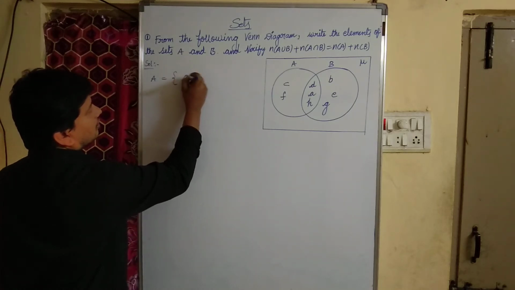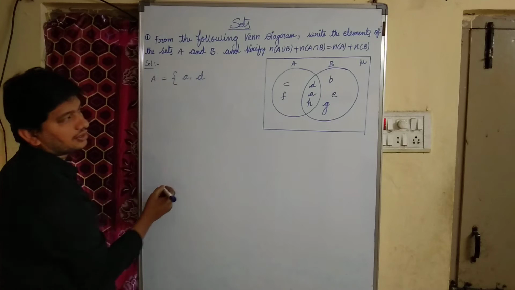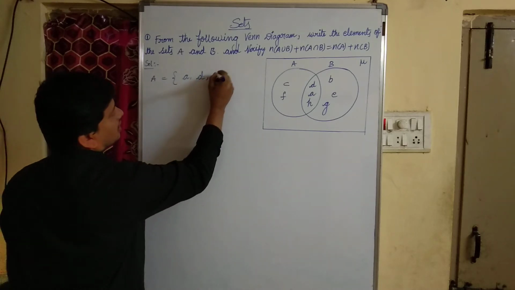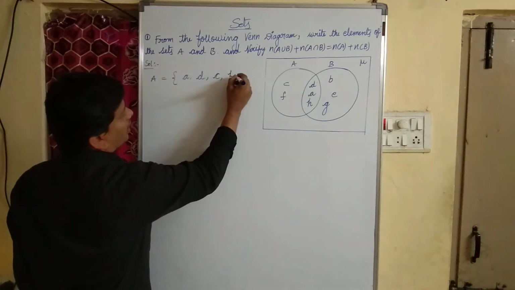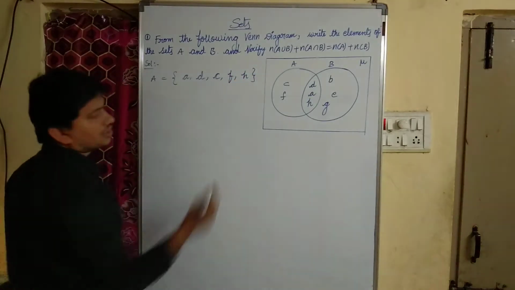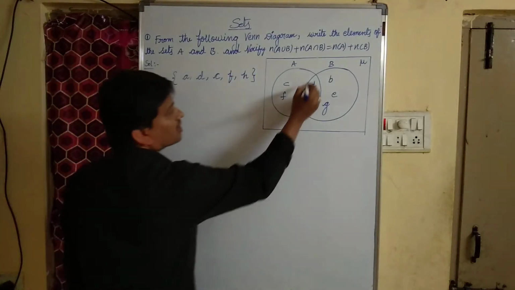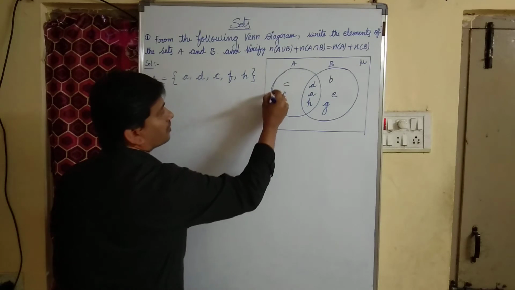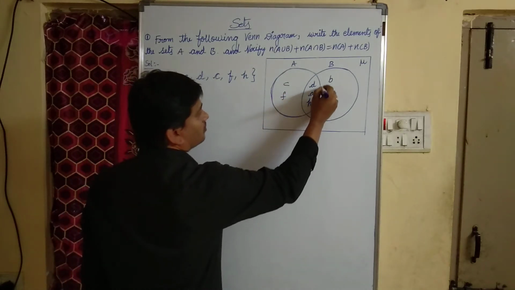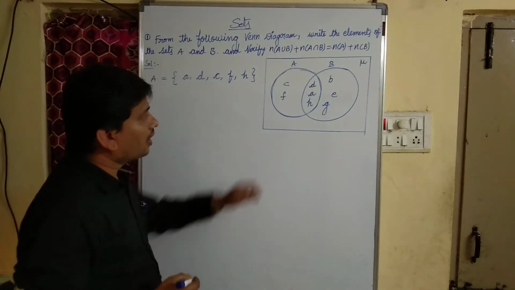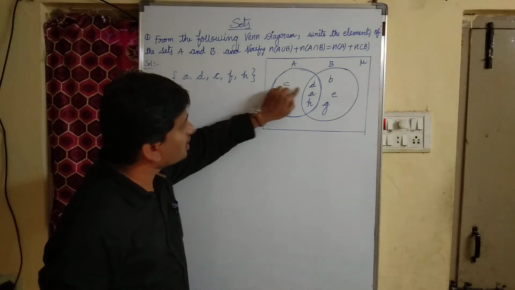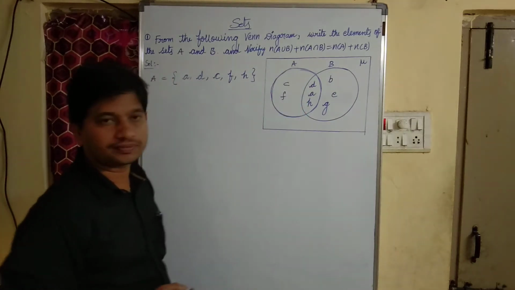a, d, c, f and h. So as set A means the whole thing, everything. Elements of set A are a, c, d, f, h.